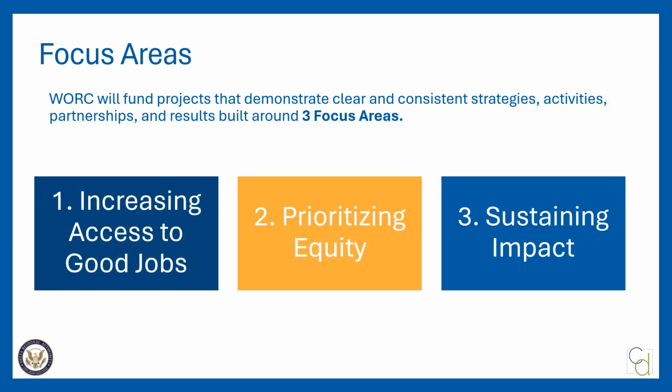Your project strategies, activities, partnerships, and results must be built around WORC's 3 focus areas, which are increasing access to good jobs, ensuring that residents can attain good job outcomes, prioritizing equity, which is prioritizing outreach to and enrollment of marginalized individuals or groups, sustaining impact, so providing benefits to the community and workers that continue after the end of the WORC grant period. So how specifically can you do that?